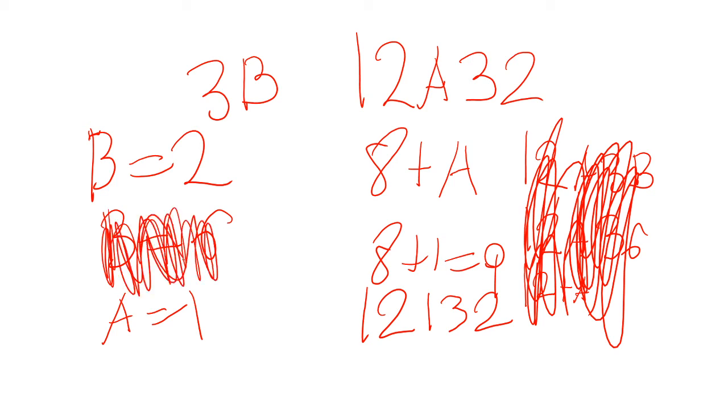So 1, 2, 1, 3, 2. 1 plus 2 is 3. 3 plus 1 is 4. 4 plus 3 is 7. 7 plus 2 is 9. 9 is divisible by 9. So this works for 9.